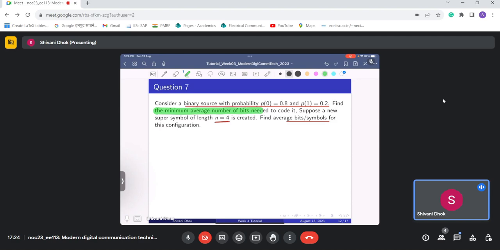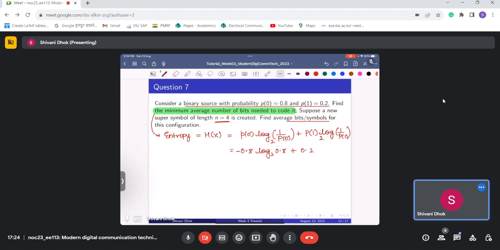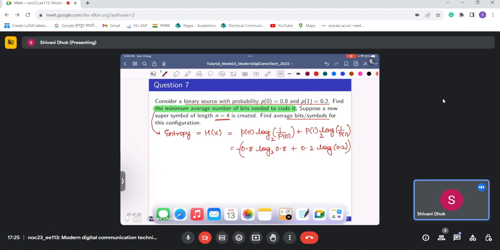We need to find the minimum average number of bits needed to code it, and we know that this factor here is nothing but entropy, which is H(X), which will be simply probability of 0 into log of 1 by probability of 0 plus probability of 1 into log of 1 upon probability of 1, and this is to the base 2, which is simply minus 0.8 log of 0.8 plus 0.2 into log of 0.2, like this. So this is what we are having.